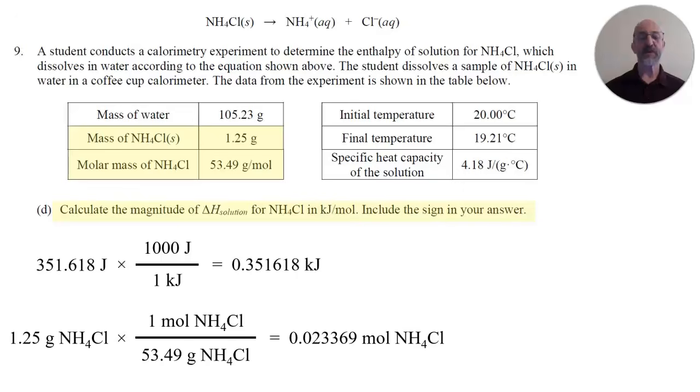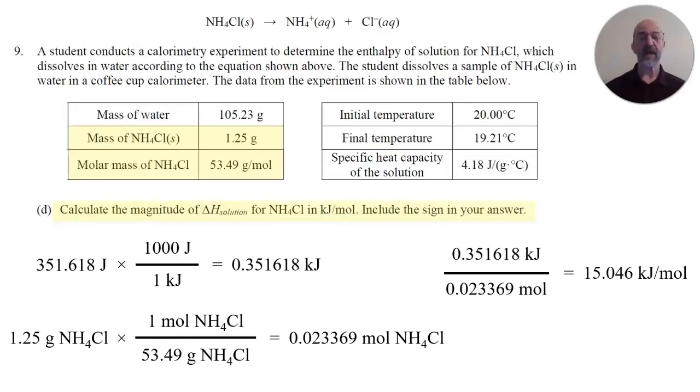So kilojoules per mole, that means I'll take the kilojoules and divide by the moles. 0.351618 kilojoules divided by 0.023369 moles of ammonium chloride, and the unrounded answer is 15.046 kilojoules per mole.